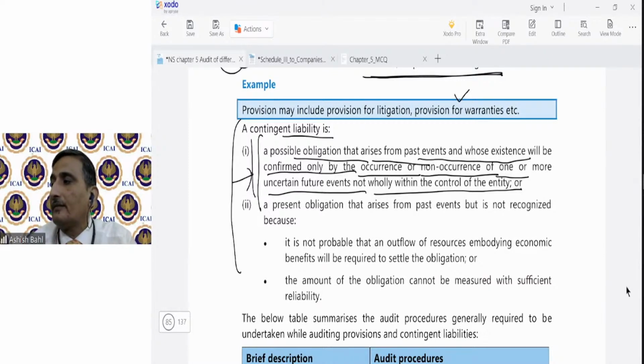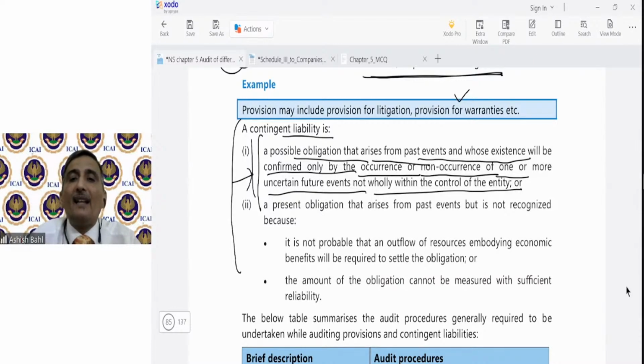Okay, like a court case, like the decision of the court, it is not in the hands of the company. Like in the previous example, we have seen how the situation has changed merely because some unfavorable judgment has come from the higher court.